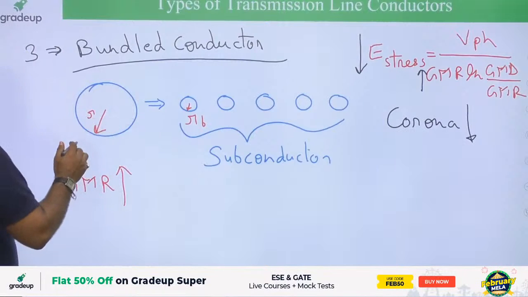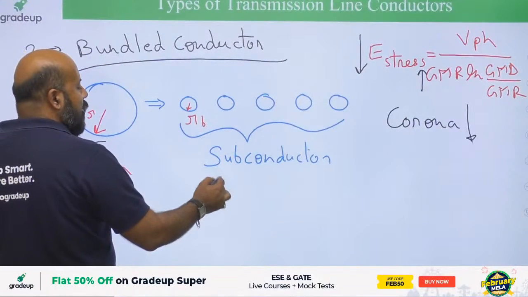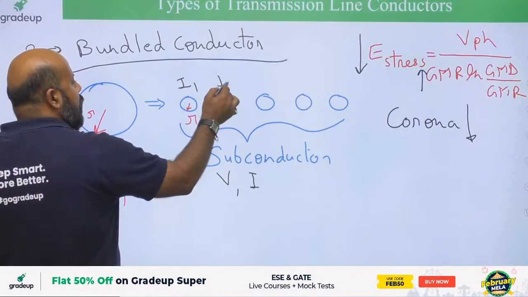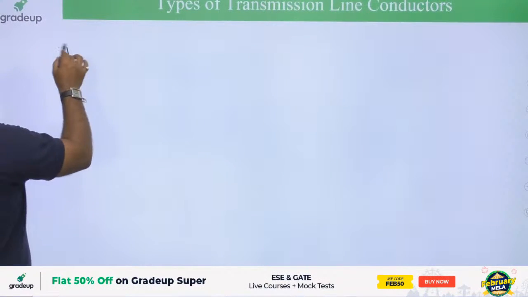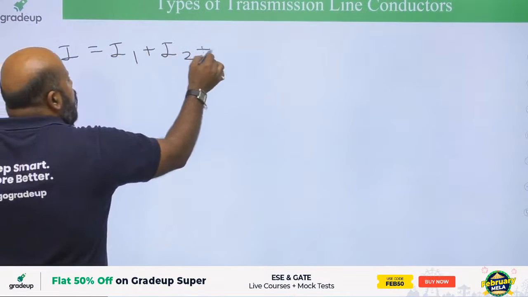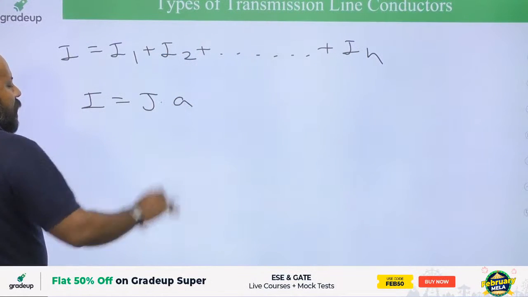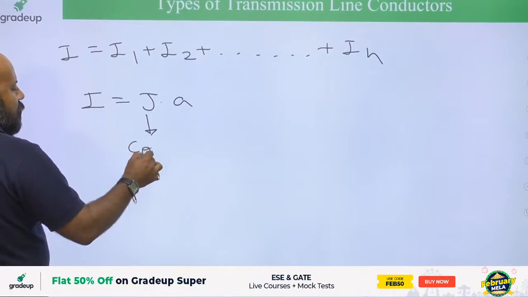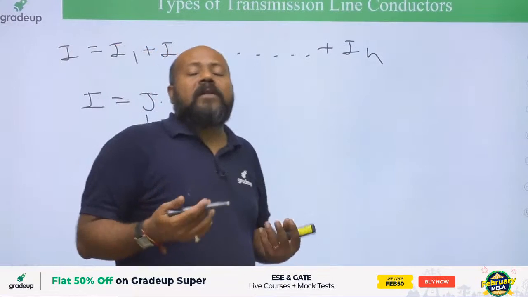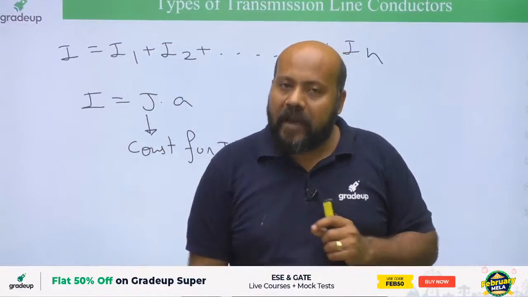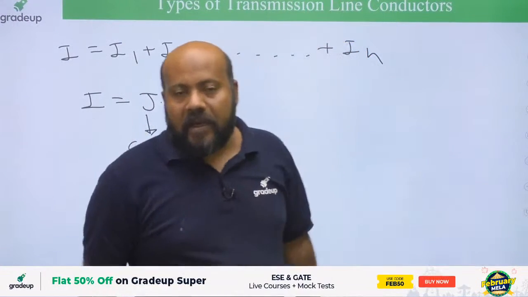If you see this construction, with voltage V and current I, the voltage remains the same because all these subconductors are connected in parallel, but the current is divided like this: I1, I2 and so on to In. If you apply Kirchhoff's current law, I is equal to I1 plus I2 plus ... plus In. Current is defined as current density multiplied by the cross-sectional area, and current density is constant for a transmission line. Why? Because load tappings are not allowed. You cannot connect load to the transmission line directly; you can connect load to the distribution part, not the transmission part in general. So we are taking the current density constant.